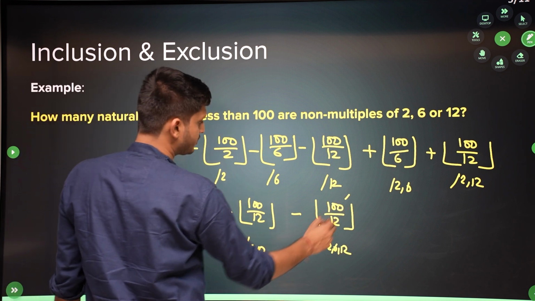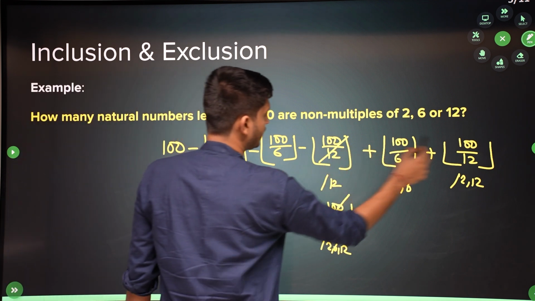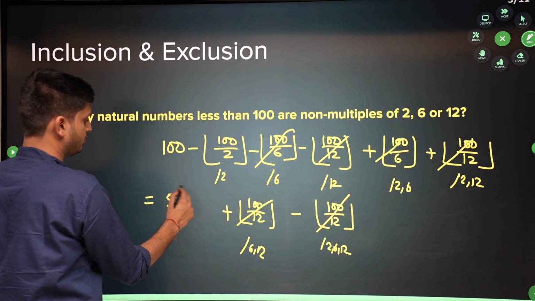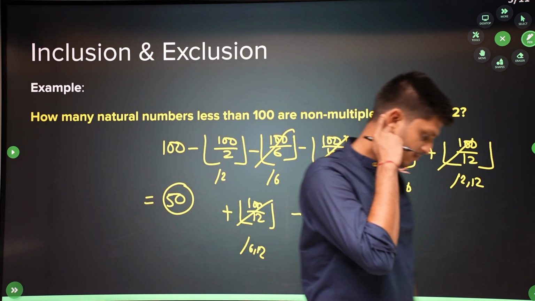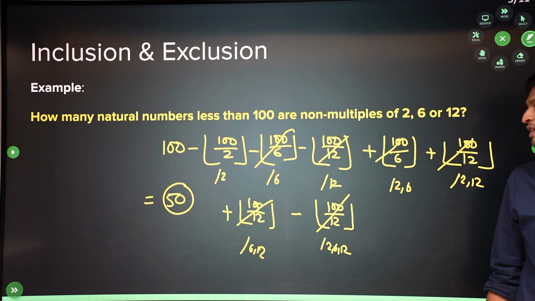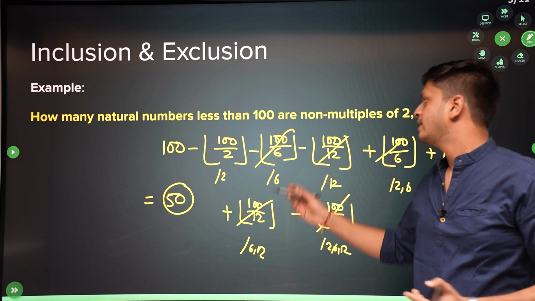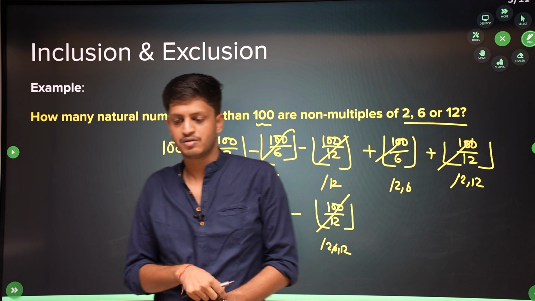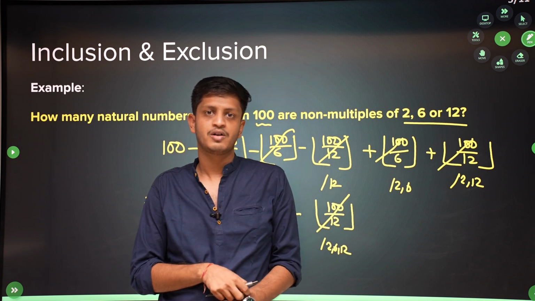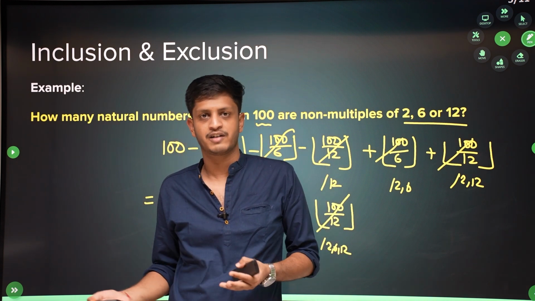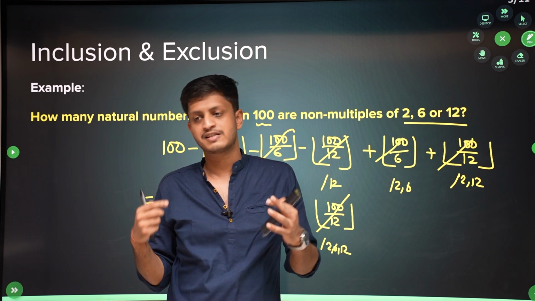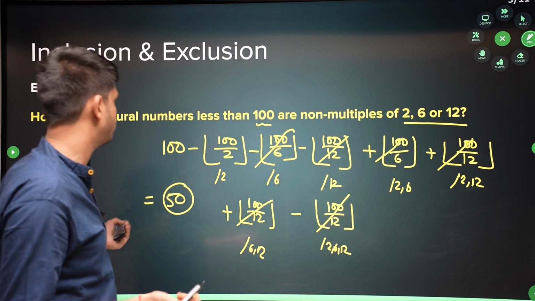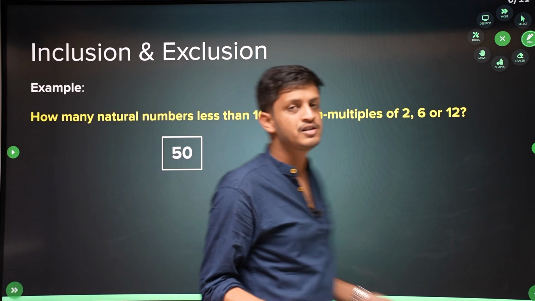Okay? So if we do this, this will get cancelled, this will get cancelled, this will get cancelled, and we will just get 50. 100 minus 50 is 50. So it is intuitive also. See, all the numbers less than 100 which are not divisible by 2, 6 or 12: basically all the odd numbers are not divisible by 2, 6 or 12, right? 1, 3, 5, 7. Since they are not divisible by 2, they will not be divisible by 6 or 12 also. So all the odd numbers are actually the answers. So you can solve it that way, or you say inclusion-exclusion. So there are 50 numbers.